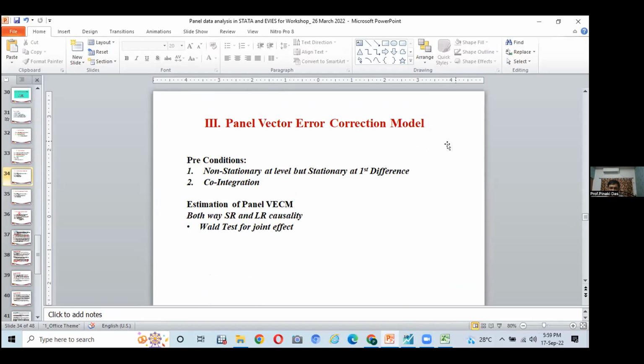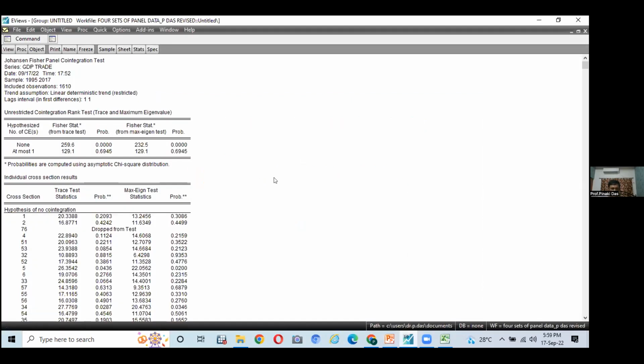In the case of VECM, you see these conditions are fulfilled: the variables are stationary at first difference, as well as co-integrated. This model helps us judge whether there is any short run or long run causality or not. Now we can try to estimate the panel vector error correction model for these two variables. We start from Quick.